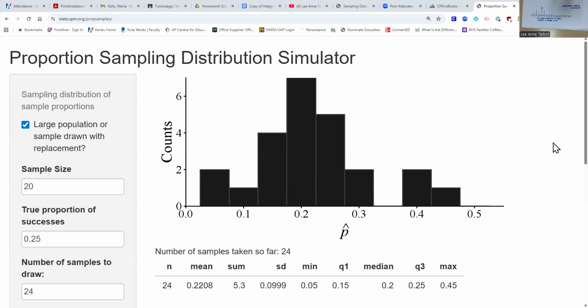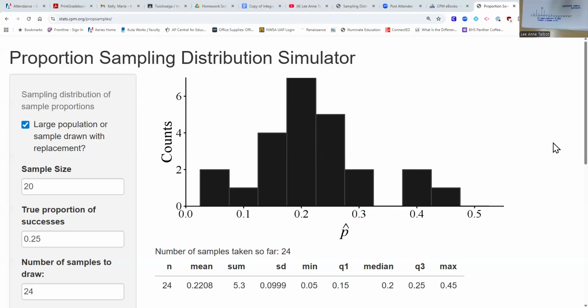And I changed this to be our M&M situation from yesterday, so sample sizes of 20 M&Ms in your Dixie cup. True proportion of success was 0.25. Do you think you're actually gonna know that ever? No, that's the whole point of backwards stats magic. And I drew 24 samples because that was the class amount from yesterday.